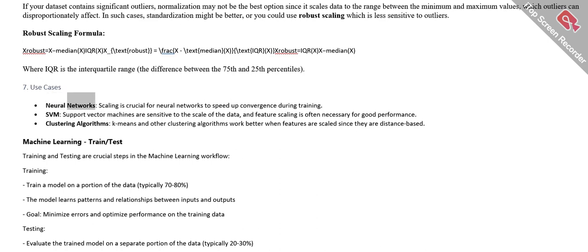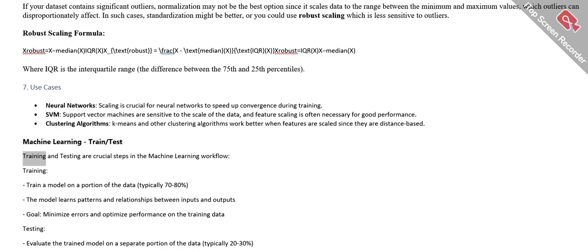7. Use cases. Neural networks: scaling is crucial for neural networks to speed up convergence during training. SVM: support vector machines are sensitive to the scale of the data, and feature scaling is often necessary for good performance. Clustering algorithms: k-means and other clustering algorithms work better when features are scaled since they are distance-based.